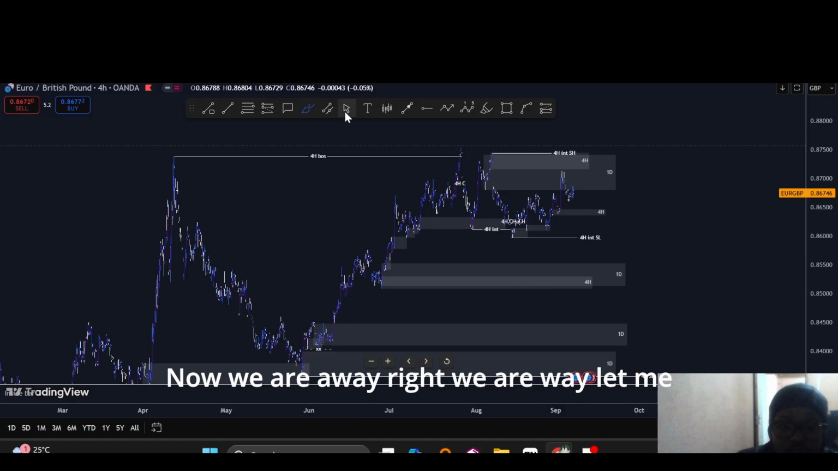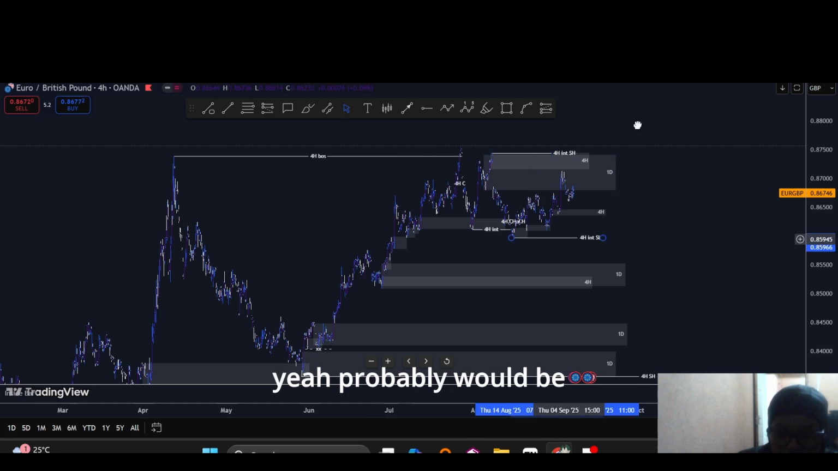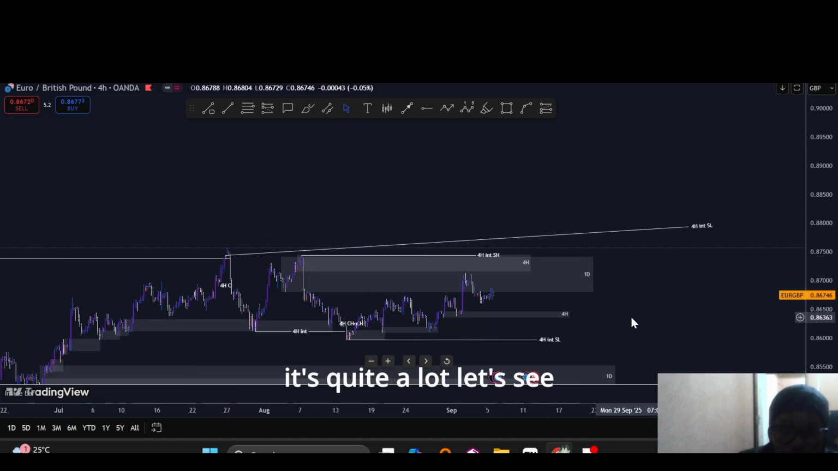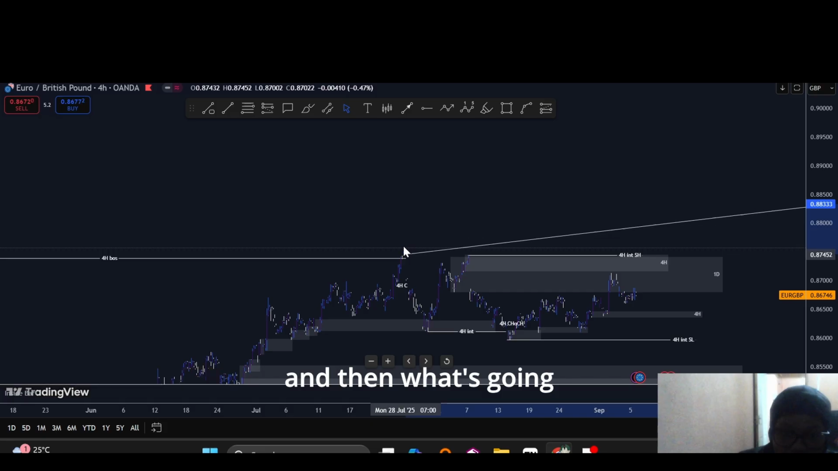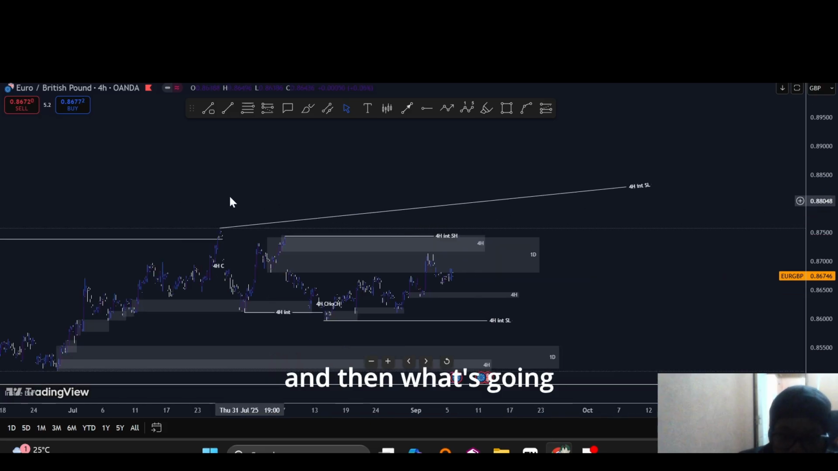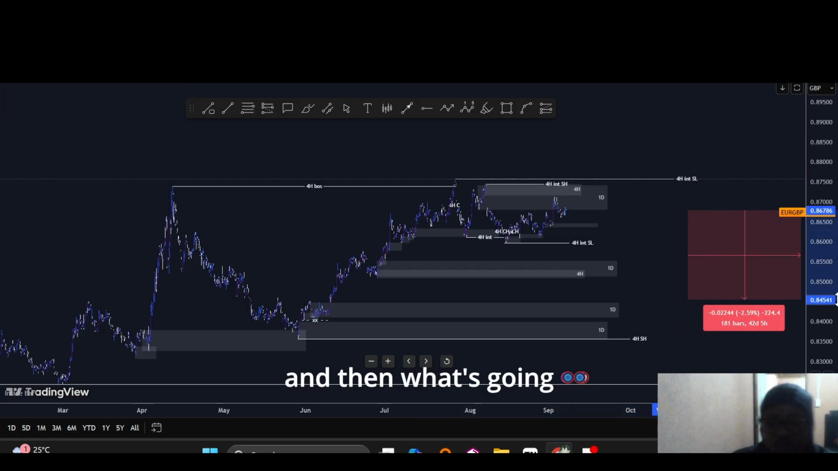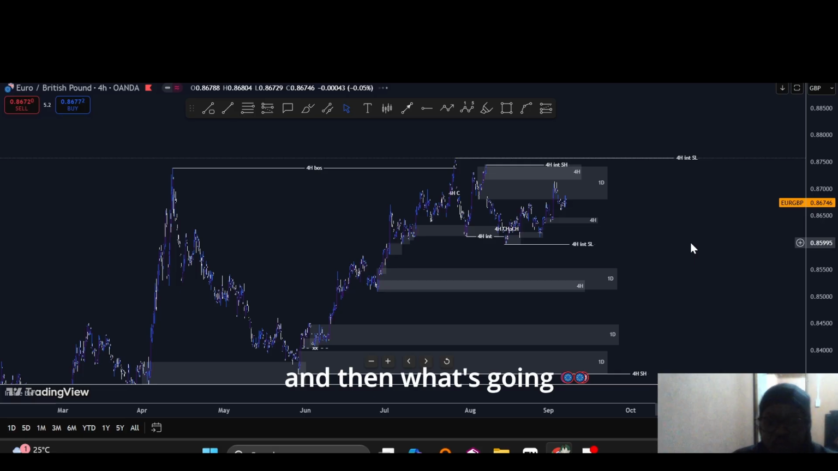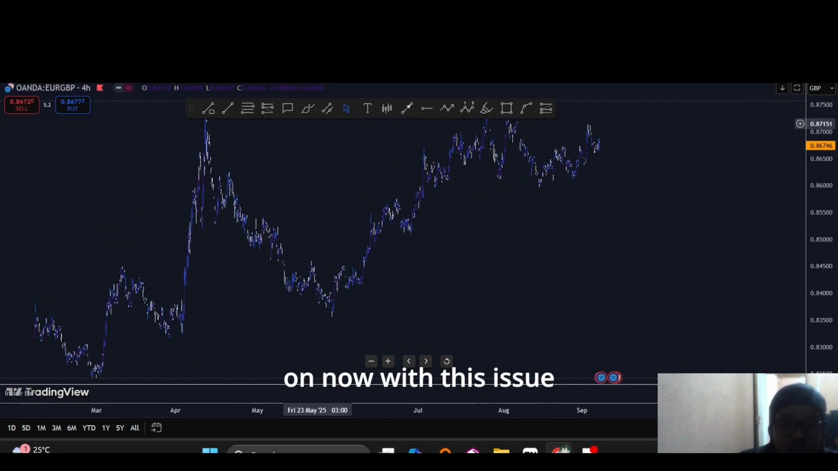Now we are aware, right? Let me just fix this. So this here probably would be the overall swing high. It's quite a lot. Let's see. Okay. And then what's going on now with this issue?